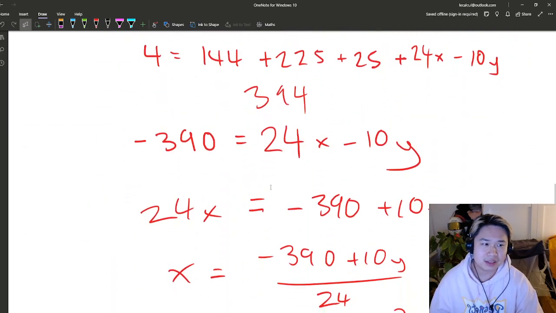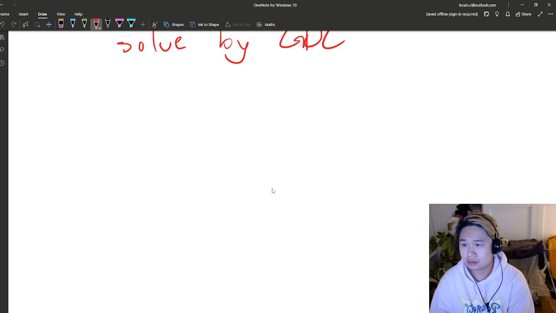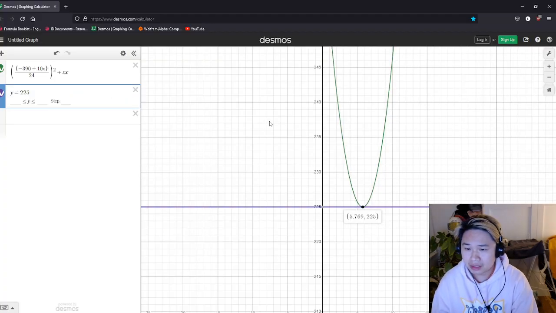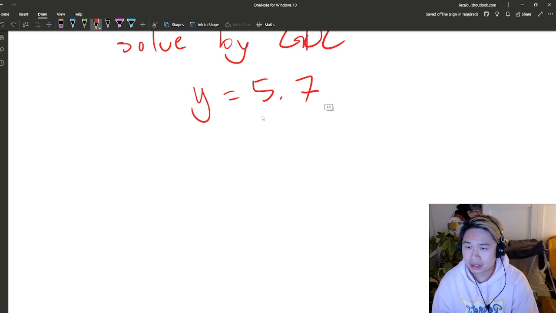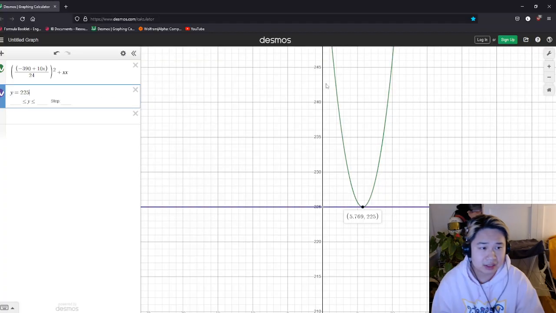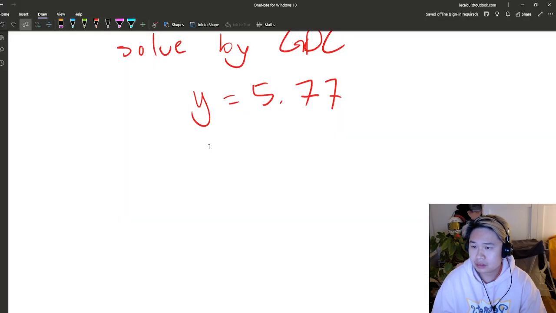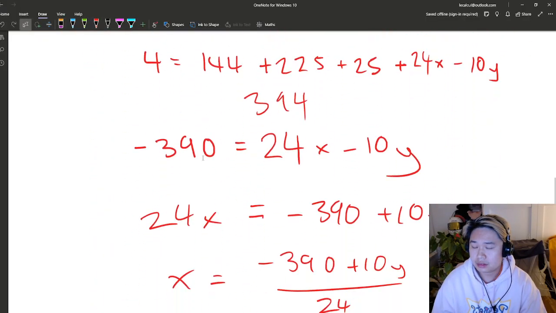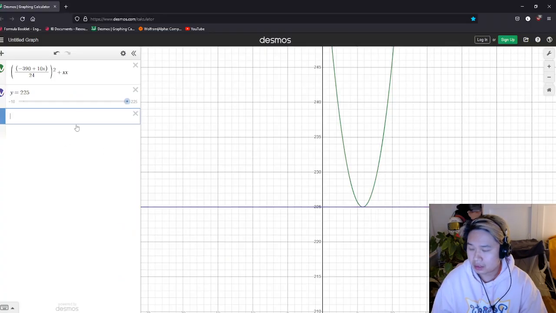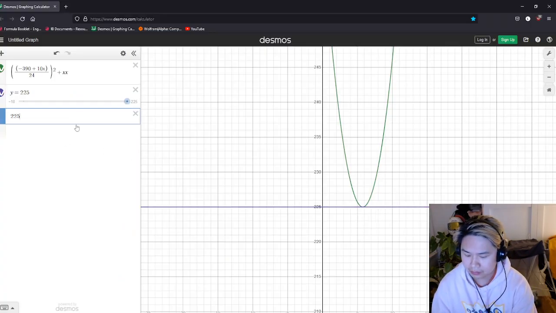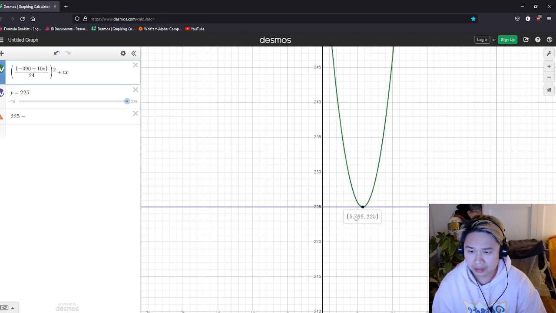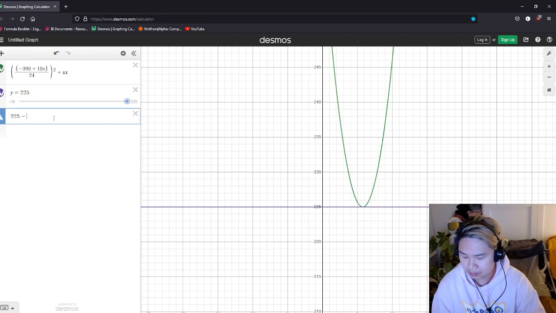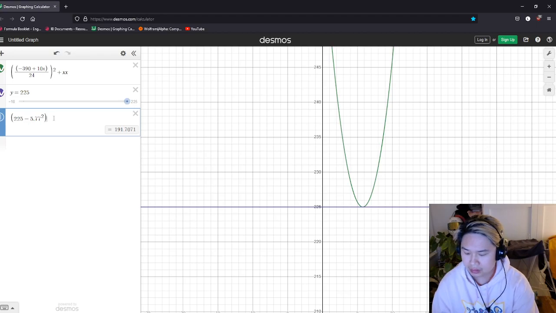These are such ugly numbers. What the hell? Okay. So my y component is going to be 5.9 or 5.77. Okay. And then we got 225 minus the y value, 5.77, to the power 2, and then we square root this.